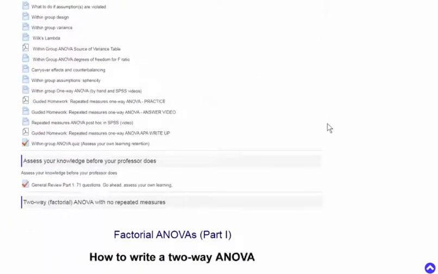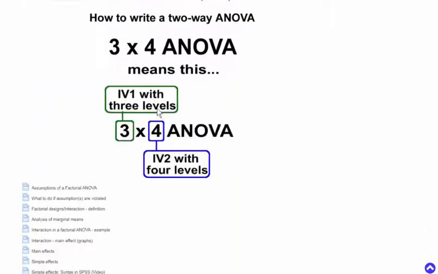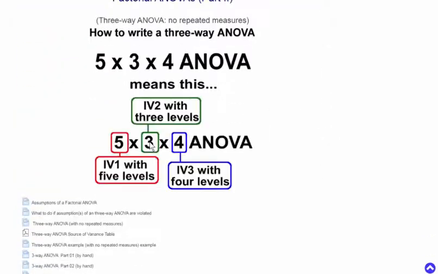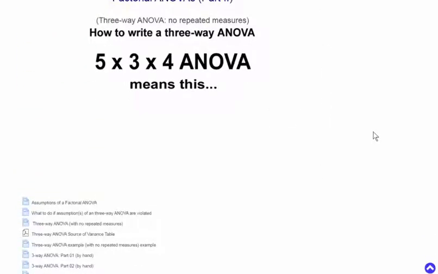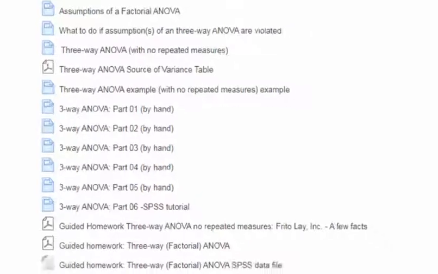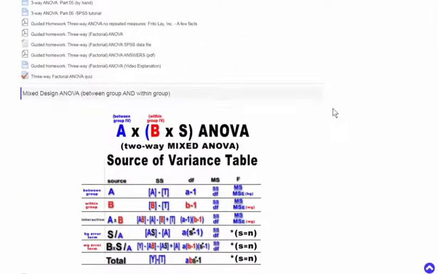Within group ANOVA, factorial ANOVA, a bigger factorial ANOVA. You like my rollovers? Most people do. And again, I have examples, I have videos, I have so many videos that I keep losing count, but it's somewhere around 200, I'm afraid.